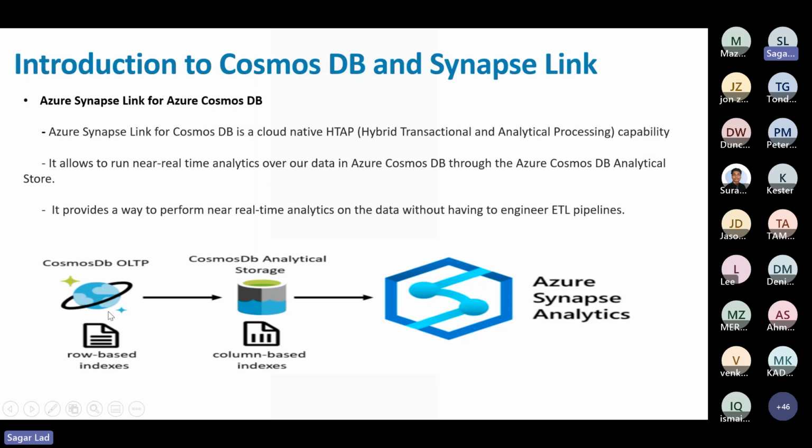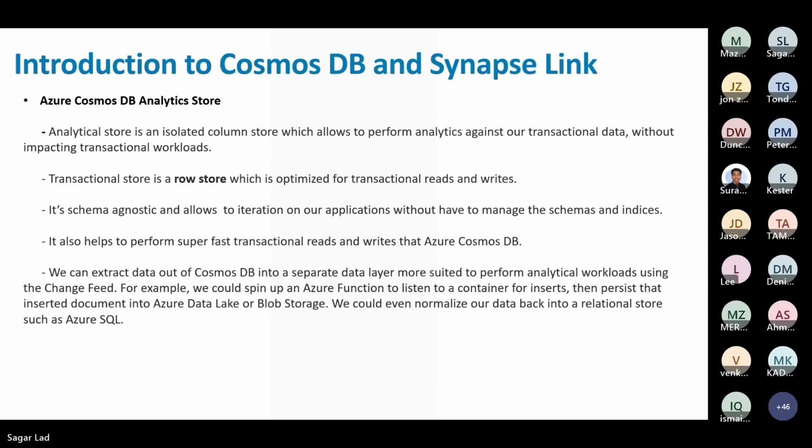So this is the Cosmos database. For example, you have set up a Cosmos database with the table API. On top of that, you have to configure Synapse Link. As soon as you configure the Synapse Link, the Cosmos DB analytical storage will be enabled, and then the data will be ingested and made available automatically without writing any complex logic.